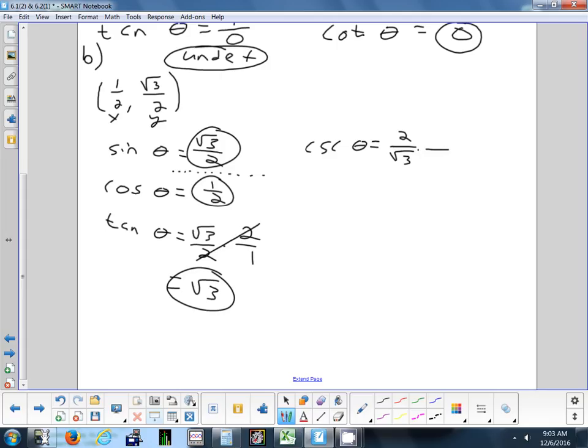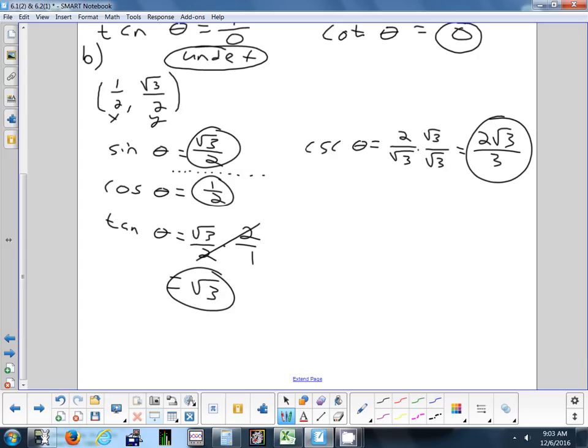What do you multiply by to get that square root out of the bottom? Square root of 3 over square root of 3. So in the top, I get 2 square root of 3, and in the bottom, 3.